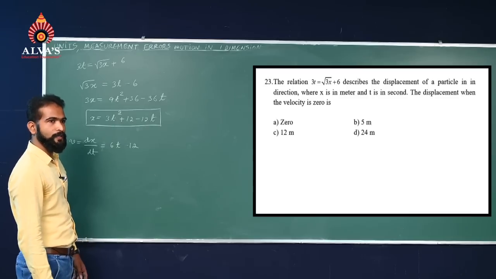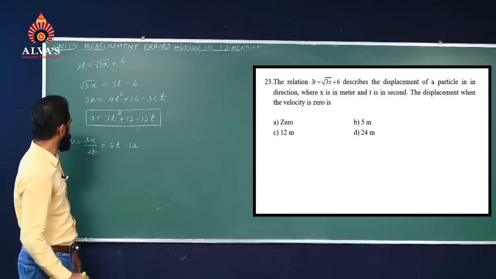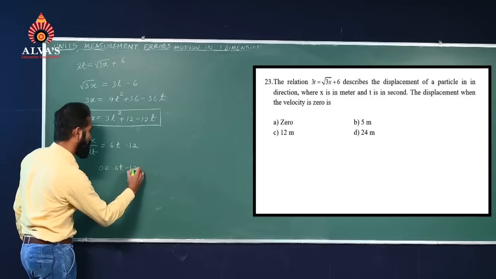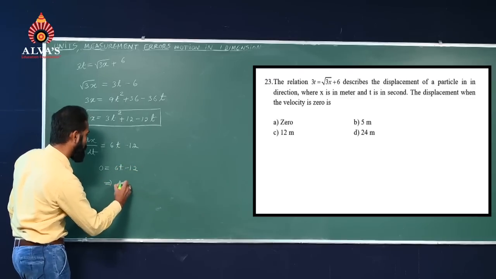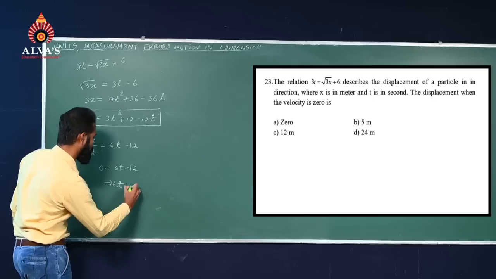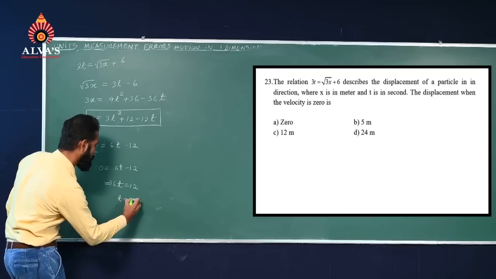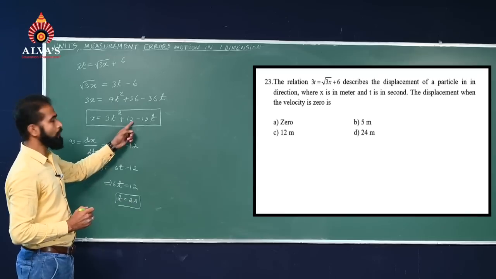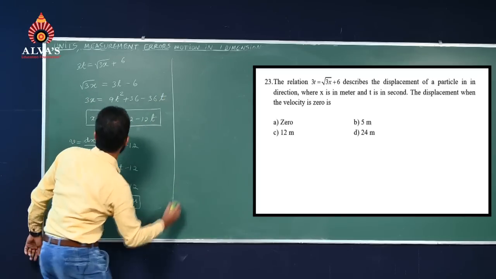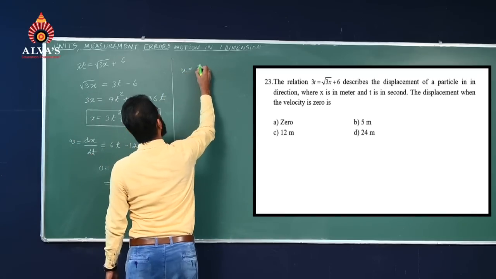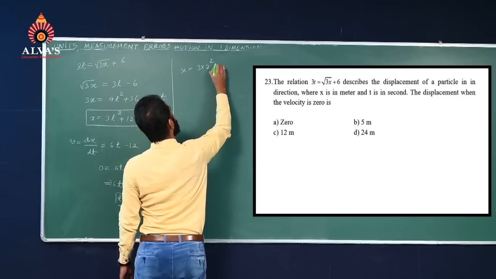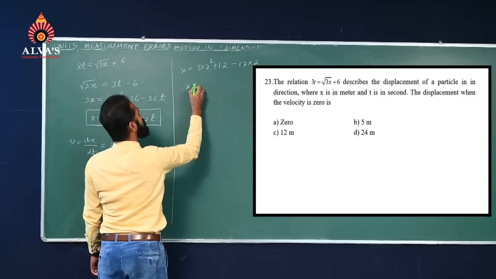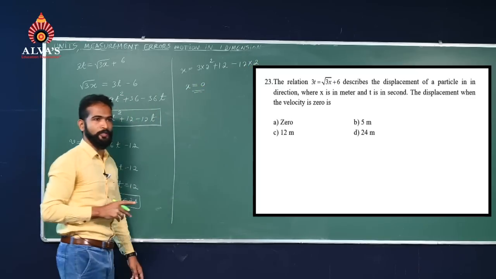Now what is asked is the displacement when the velocity becomes 0. So let's put velocity equal to 0. So 6t minus 12 is 0. That gives me 6t is equal to 12, or t is equal to 2 seconds. Now let's substitute this 2 seconds in the equation of displacement. So x becomes equal to 3 into 2 square plus 12 minus 12 into 2, or x is going to become 0, or the displacement will be 0.